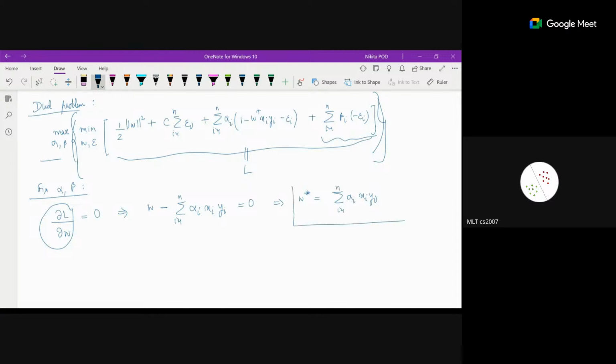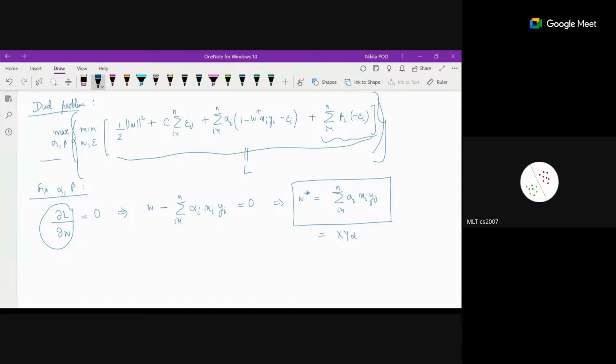You get W star to be sum over alpha I xi yi, where I is varying from 1 to n. If you look at this, this is the same solution that you had obtained when you were solving the hard margin SVM problem. This is exactly the W star that you had achieved. And we had also seen that if you write it in the matrix form, this is X Y alpha. Okay. So W star, again, you get the same solution.